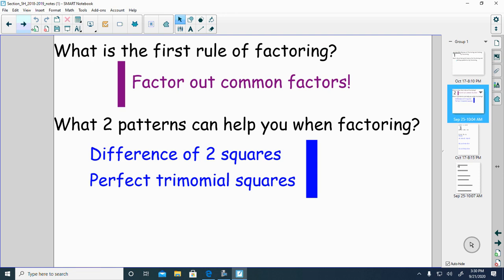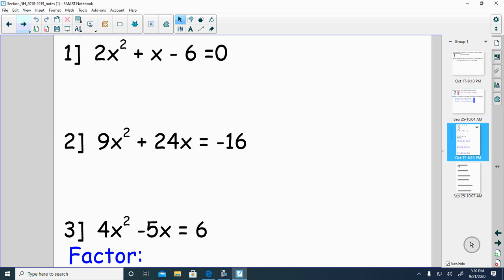Okay, so we know to factor out common factor, difference of two squares, perfect square trinomials. Those are all some of our pattern things that we need to start being able to recognize. So let's go ahead and work out this first problem.